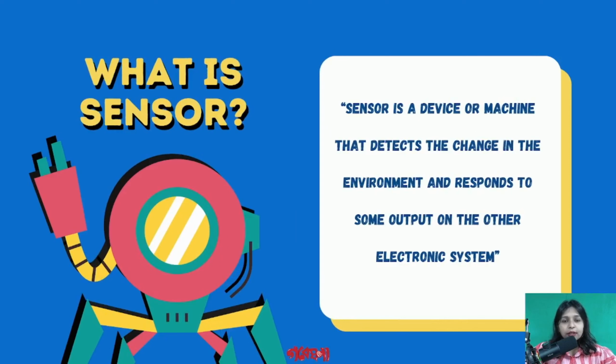What is a sensor? A sensor is a device or machine that detects changes in the environment and responds with an output signal to another system. For example, a temperature sensor detects heat, a motion sensor detects movement, and a light sensor detects brightness. So sensors are the eyes, ears, and nose of our circuit.